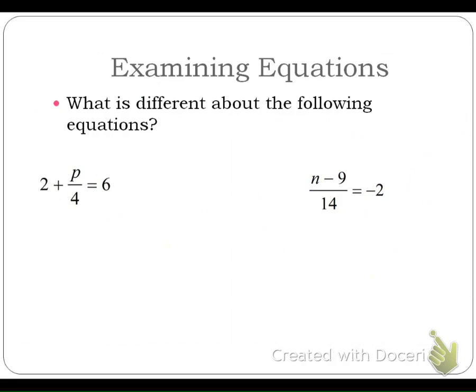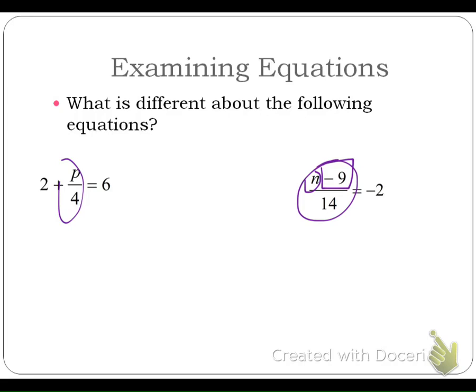And the last thing here we need to review again is what's the difference between our equation on the left with the equation on the right? This is not on your paper, by the way, so just look at the screen right now. You have 2 plus p over 4 equals 6 on the left, and on the right you have n minus 9 over 14 equals negative 2. Look at the fractions. What do you notice about them? On the left you have a simple fraction, just a variable over top of one number, but on the right in this equation we have a two-term expression above a single term.